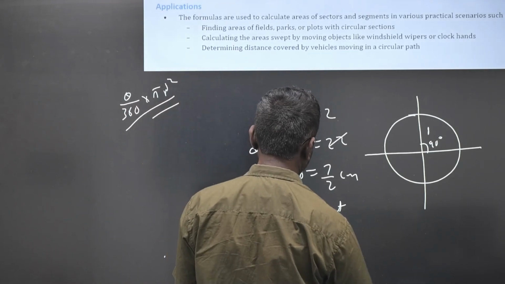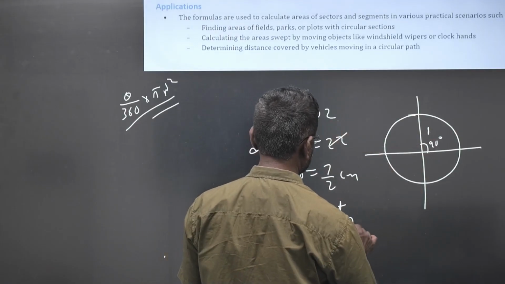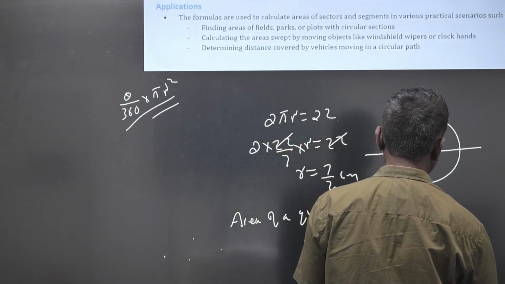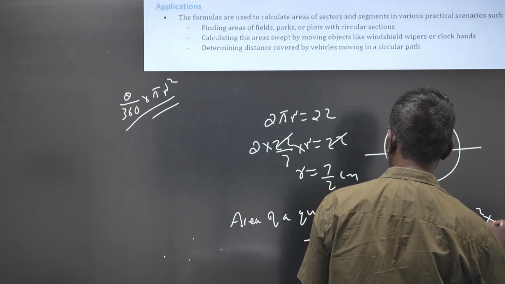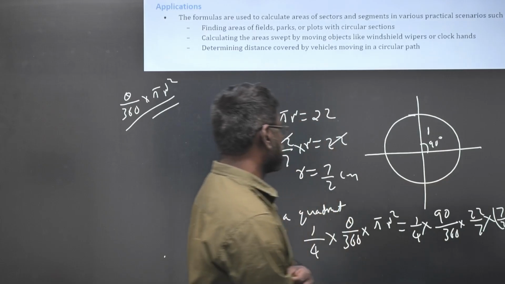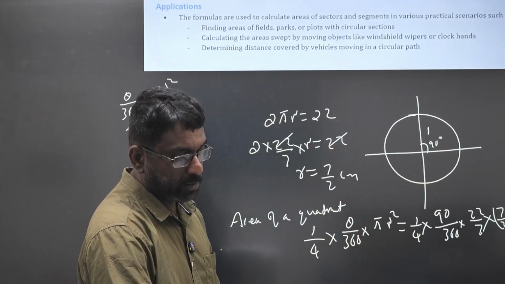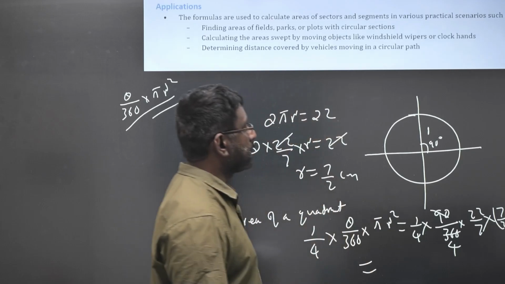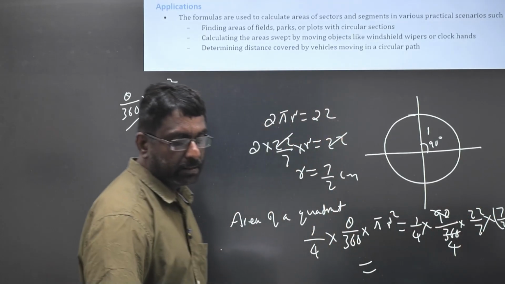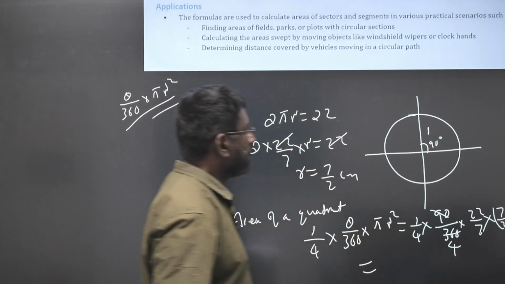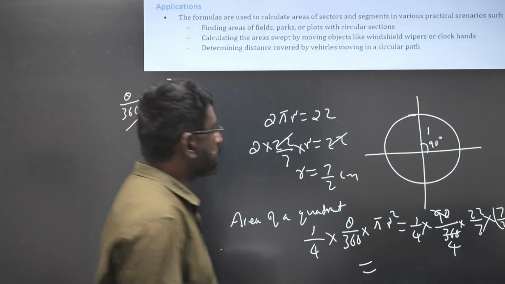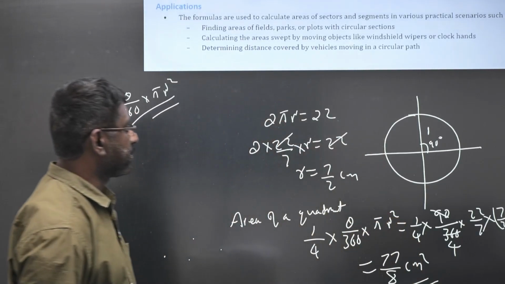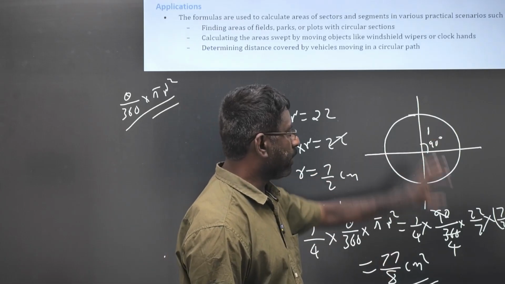That means 1 by 4 of theta divided by 360 into pi r square, that is 1 by 4 into 90 by 360 into 22 by 7 into 7 by 2 square. Radius is 7 by 2, so r square is 7 by 2 square. We can easily simplify this. After cancelling the terms, we will get 77 by 8 centimeter square. That is area of one quadrant.